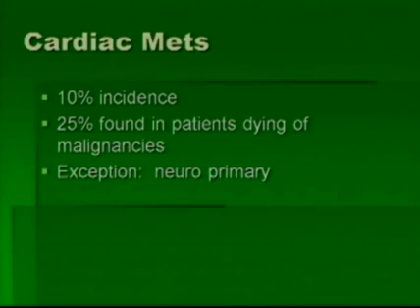Cardiac metastasis shows about a 10% incidence, and then of course if you look at the autopsy patients, it can go up to about 25% of patients dying of malignancies having evidence of cardiac metastasis. The one huge exception appears to be primary neurologic tumors, which tend never to go to the heart.